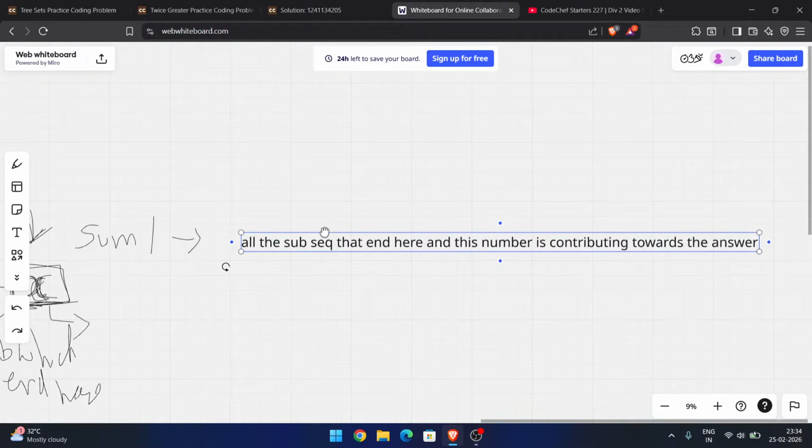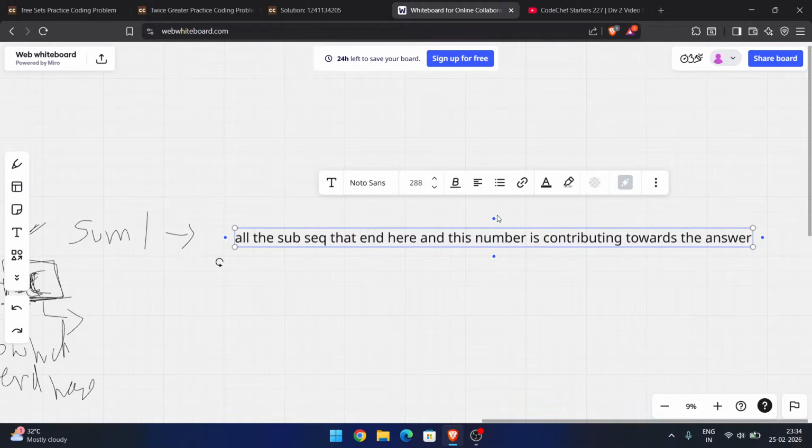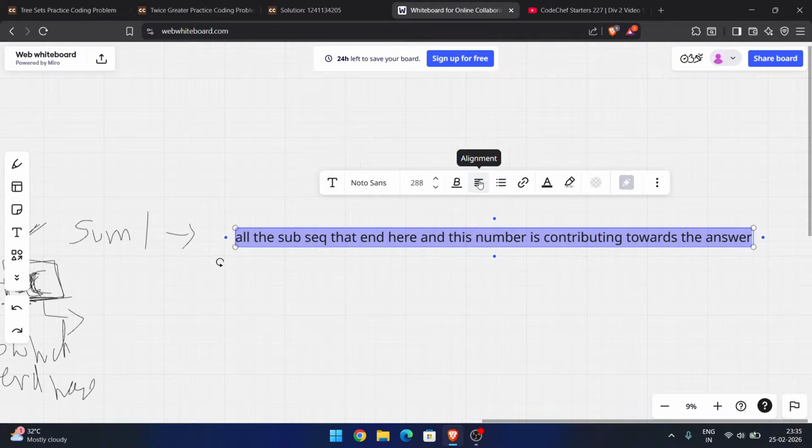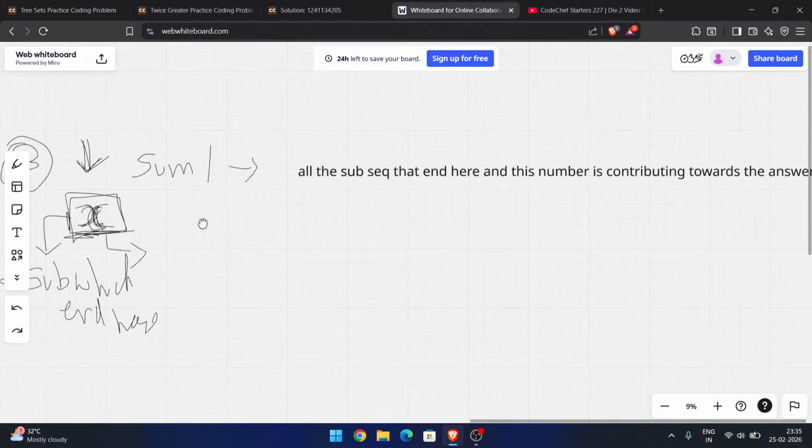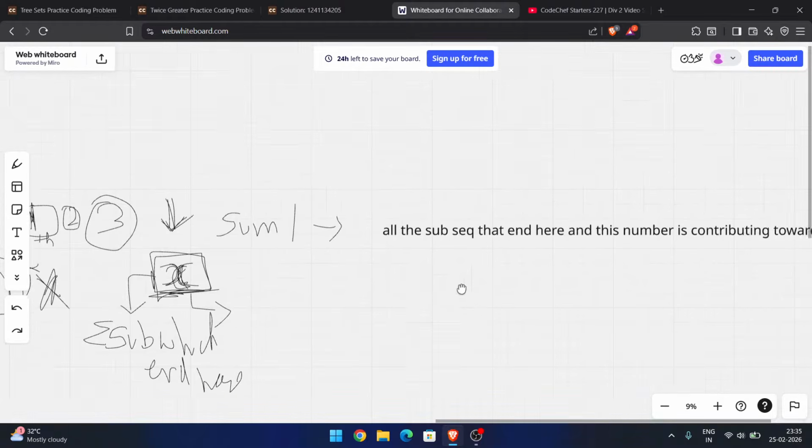Okay, so what does sum1 show? All the subsequences that end here, and it contributes towards the answer. I can't increase this. Okay, no issues. So what does sum1 show? All the subsequences that end here, and this number is contributing towards the answer.